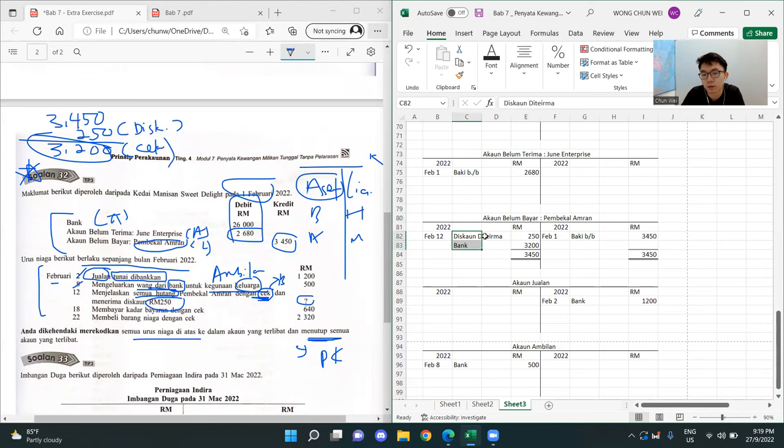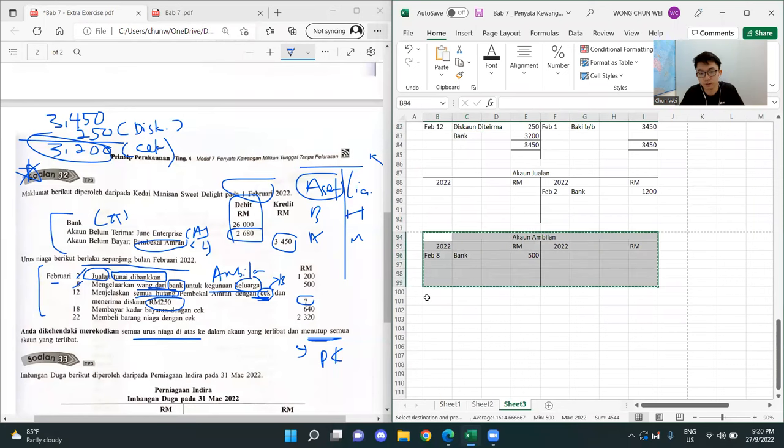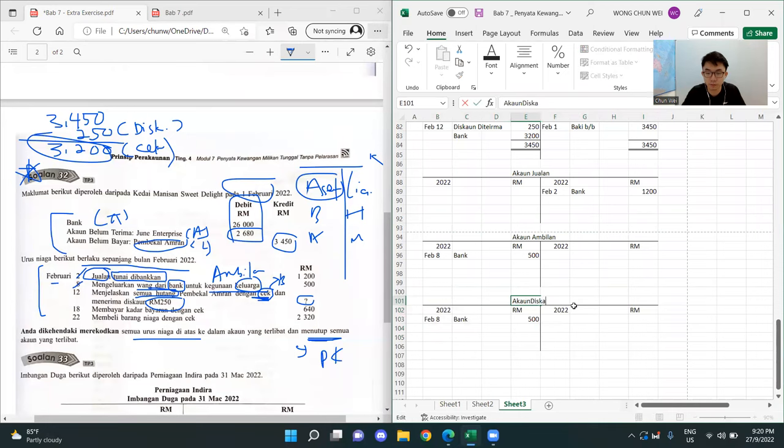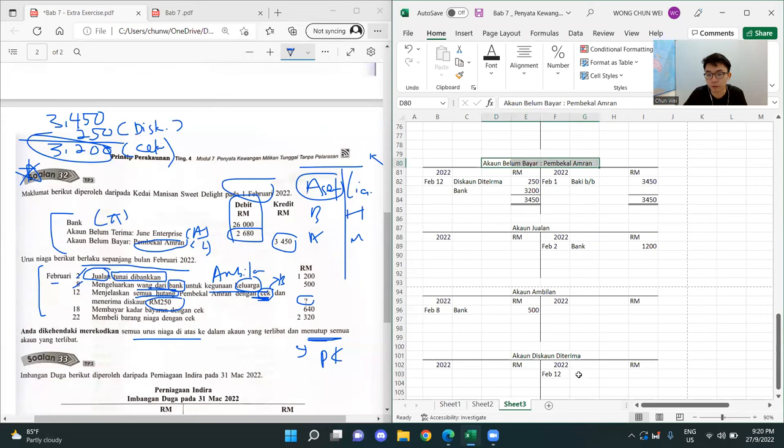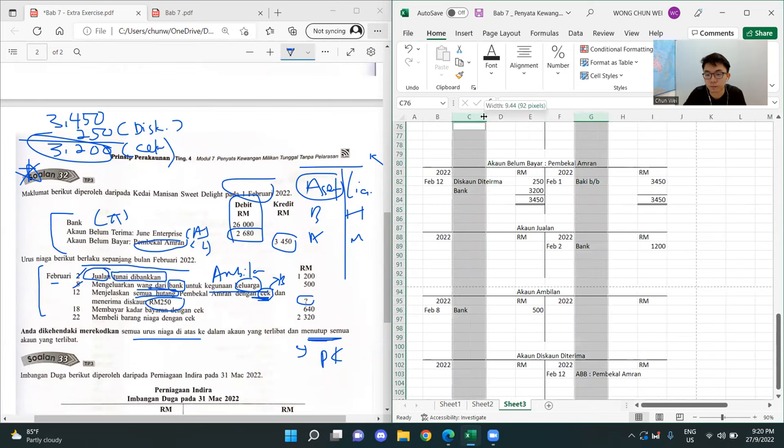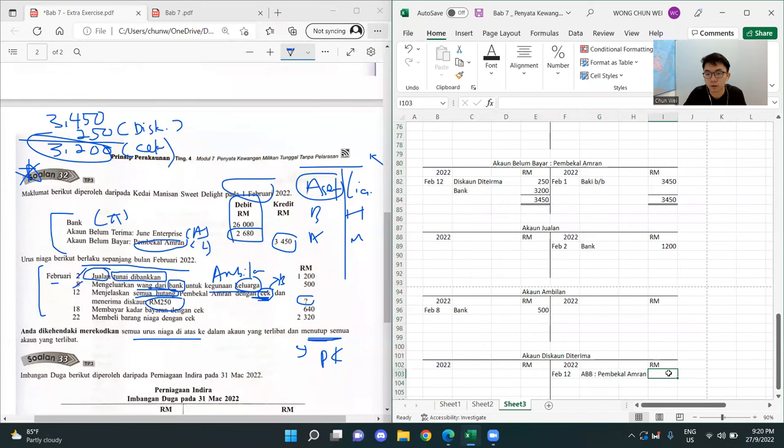So there are two accounts here. So you ready debit ABB dengan discount diterima. So I have to buka satu account discount diterima. Account discount diterima. And discount diterima is a hasil. And that's why it will be in the credit side. You see here, you debit ABB, you have to credit your discount diterima. February 12 from ABB pembekal Amran. So I just put ABB pembekal Amran. How much? 250. So this is for discount diterima.